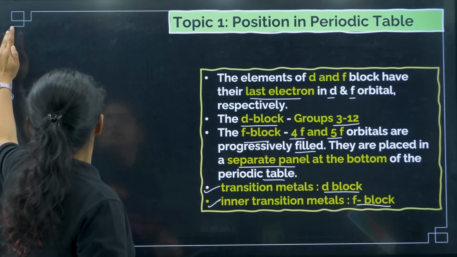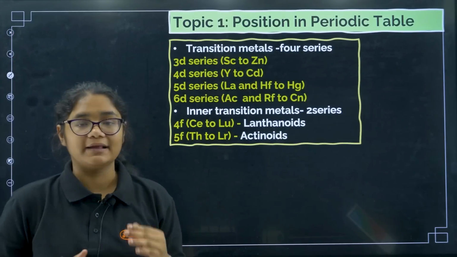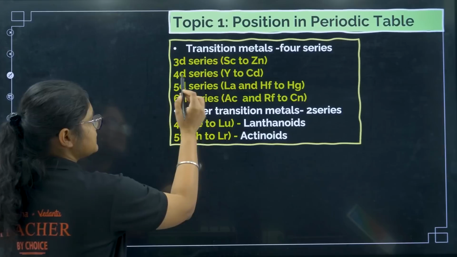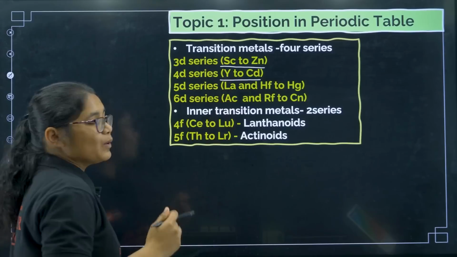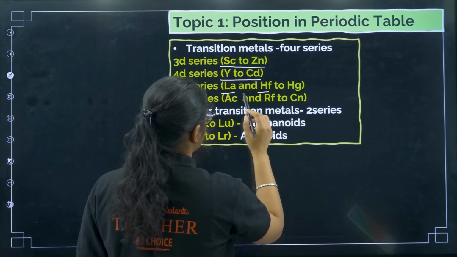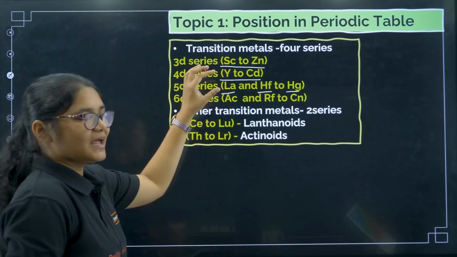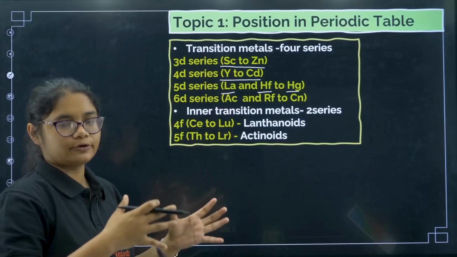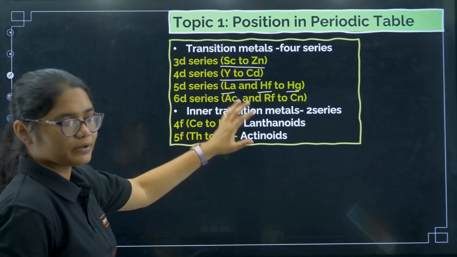Moving forward, there are 4 types of transition metal series. The first one is your 3D series, scandium to zinc. Then we have the 4D series, that is yttrium to cadmium. Next the 5D series, lanthanum and hafnium to mercury. Lanthanum is actually not a part of the lanthanoids, but it is the first element before the lanthanoid series, so the properties match and it is studied together.